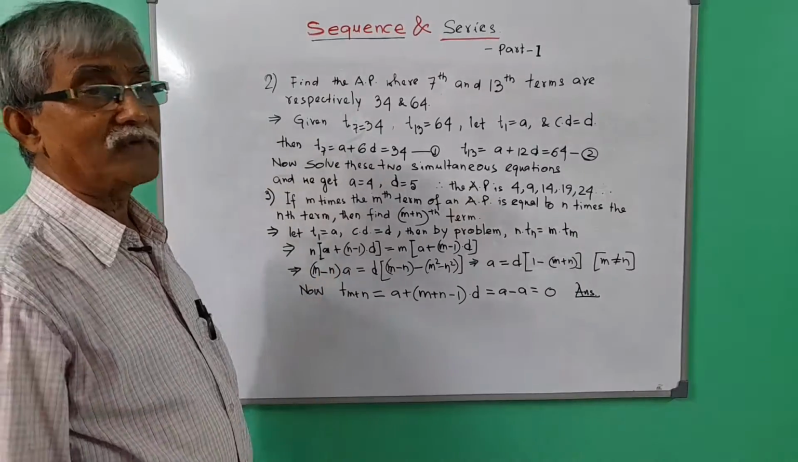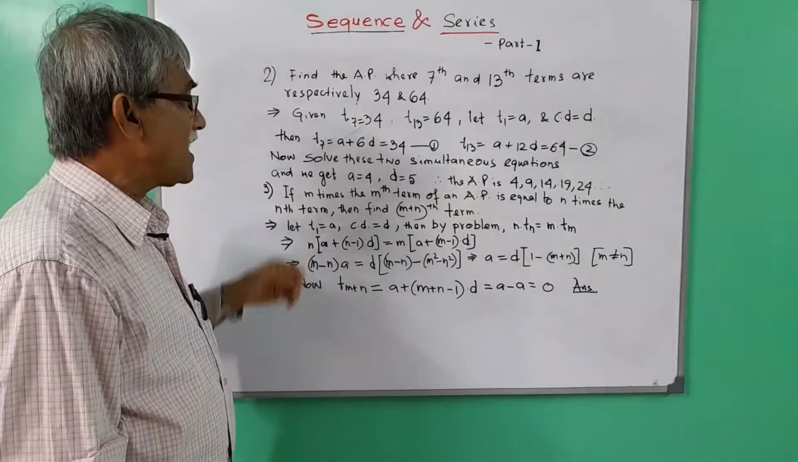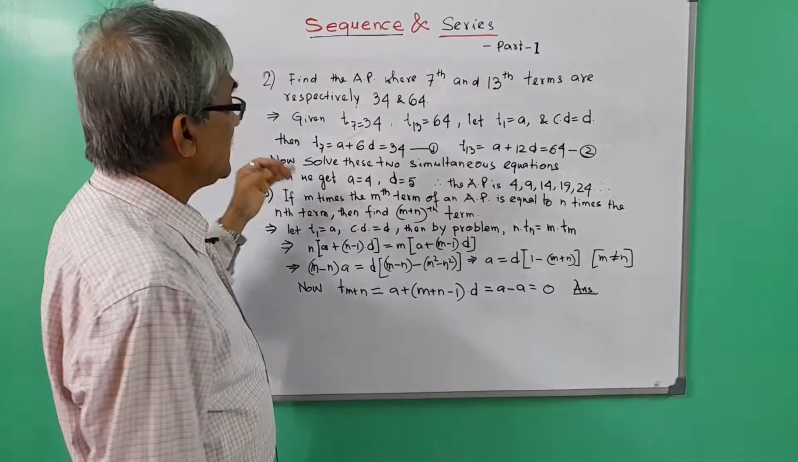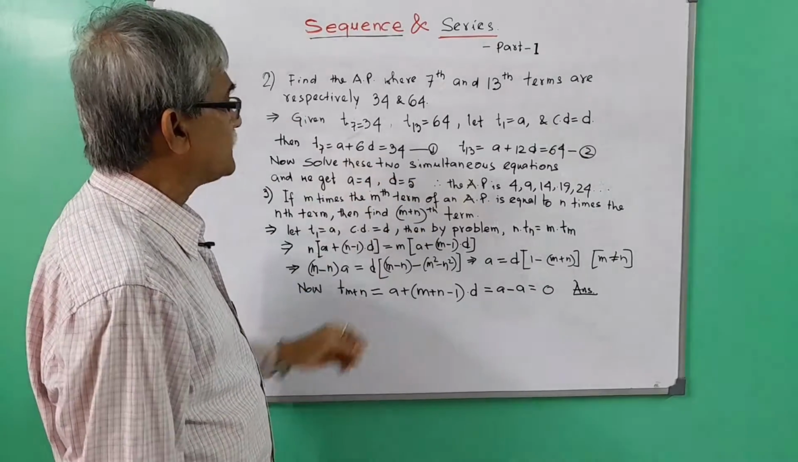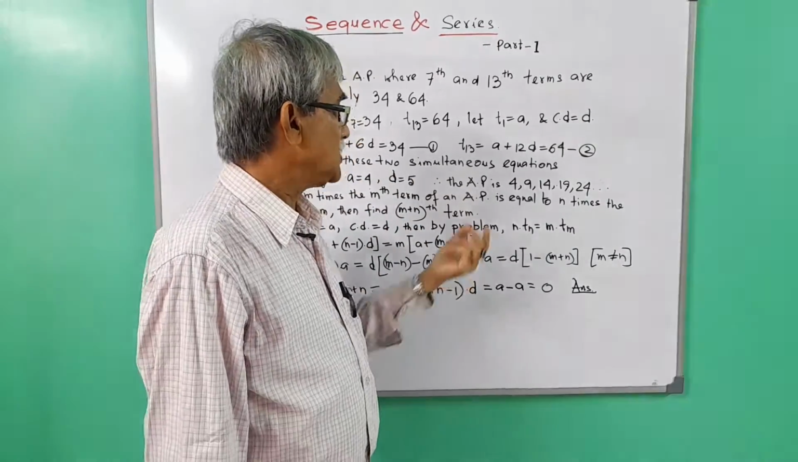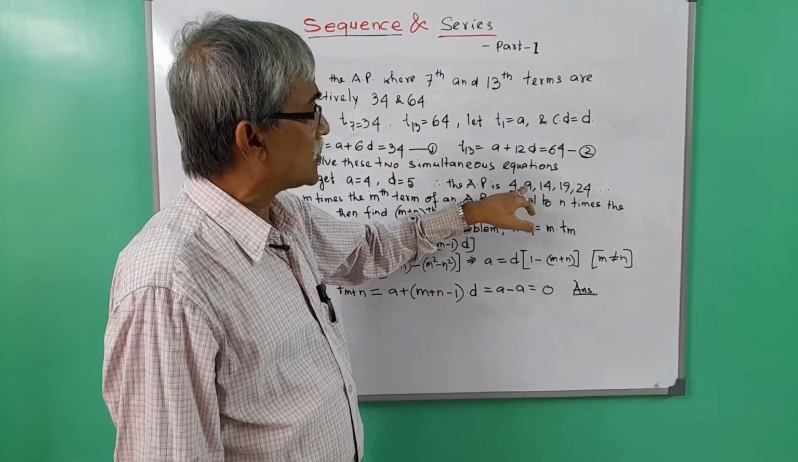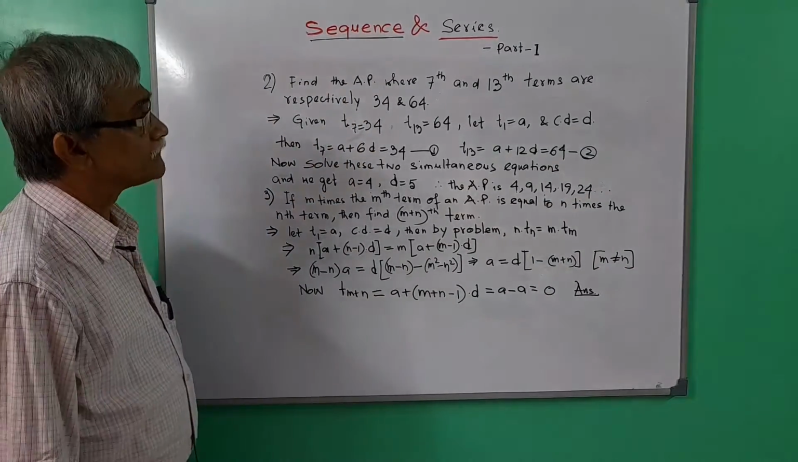Now already you have learned how to solve simultaneous equations, or you can see my previous video on simultaneous equations. So if you solve these two simultaneous equations, you get a equals 4 and d equals 5. Then it is easy to frame the AP, which will be 4, 9, 14, 19, 24, etc.